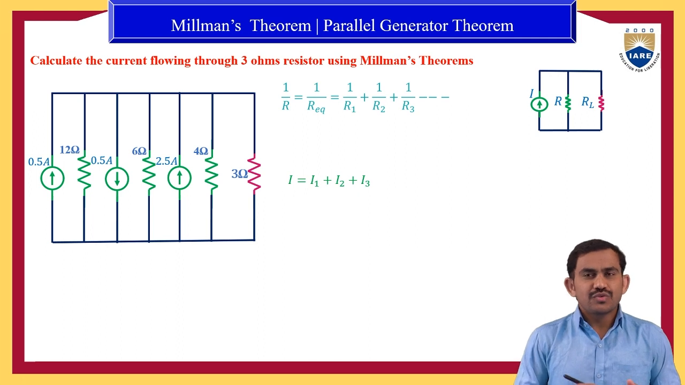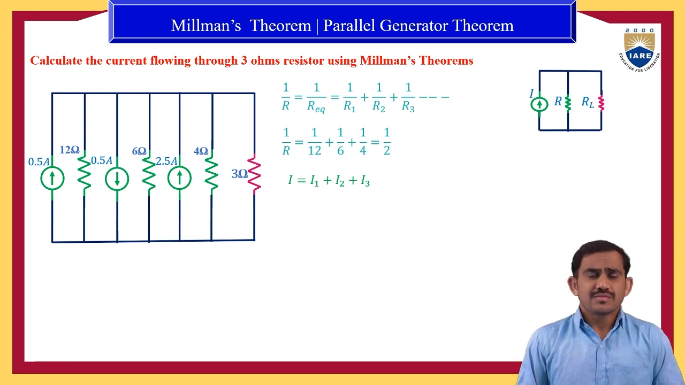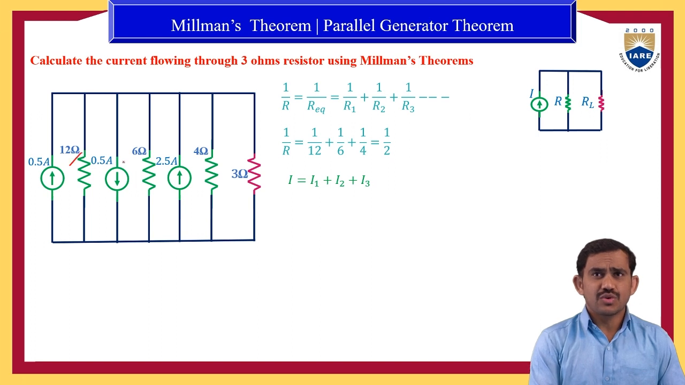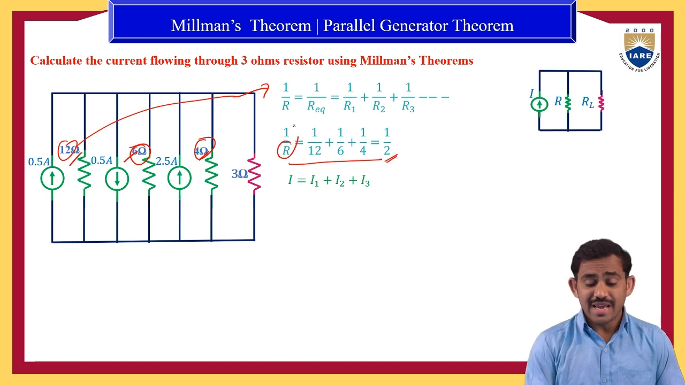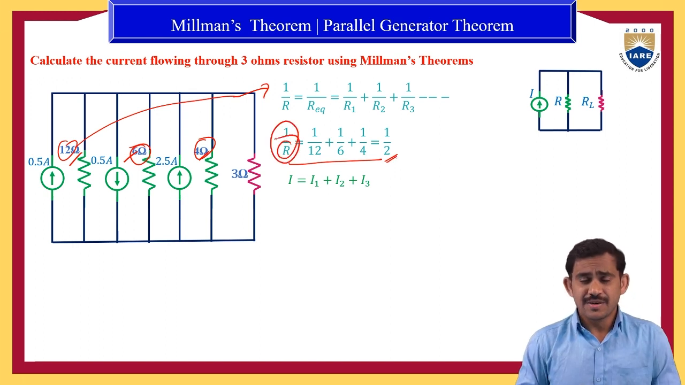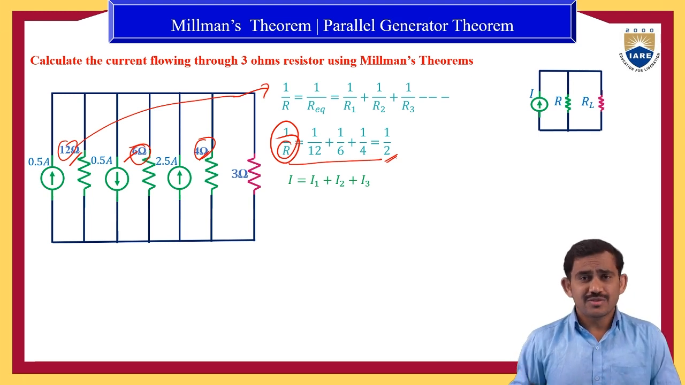Just substitute those values in your formulas. We get 1 by R equals 1 by 12 plus 1 by 6 plus 1 by 4. How many resistances do we have? Three: 1, 2, 3. Substitute these three values in your equation. You get 1 by 2 as your answer, but that is the 1 by R answer, not the R answer. So 1 by R equals 1 by 2. Then what is our R value? The R value is 2 ohms.